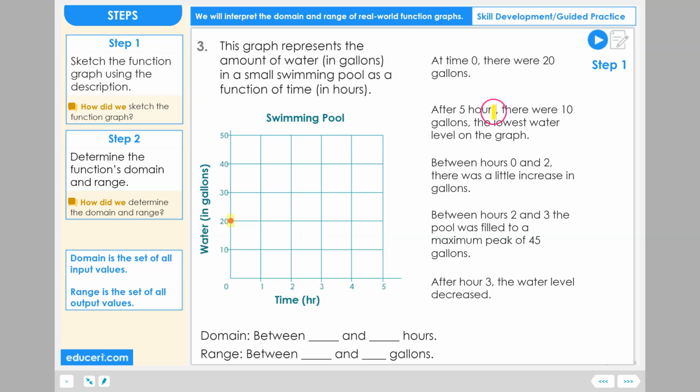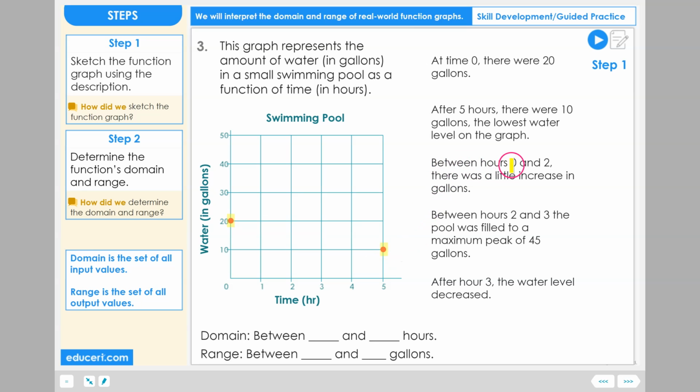After 5 hours, there were 10 gallons, the lowest water level on the graph. So we know two things. One is that at time 5, we have an ordered pair at 10 gallons. And also we know that this graph will never go lower than 10 gallons at any other point in between.